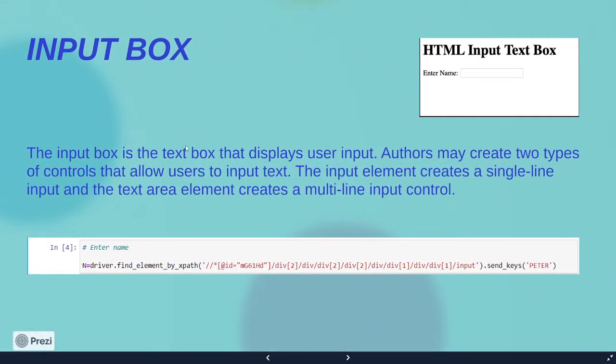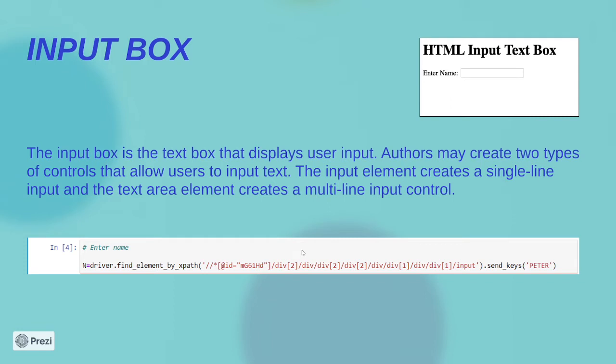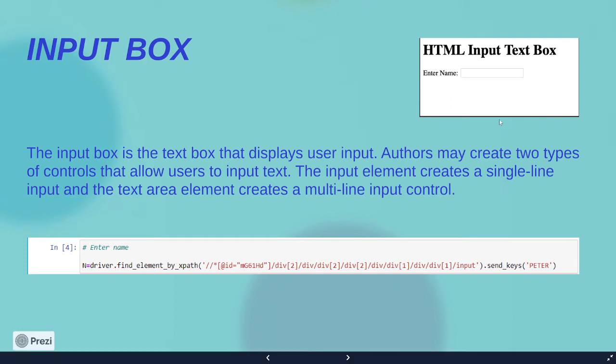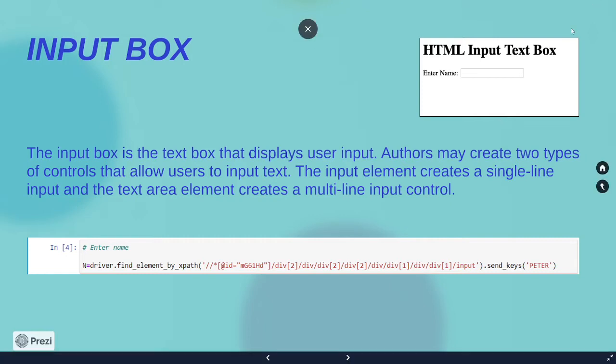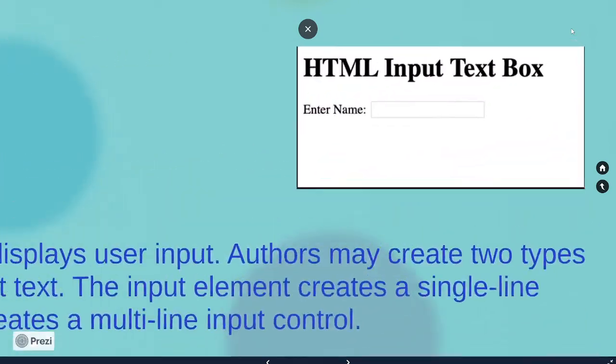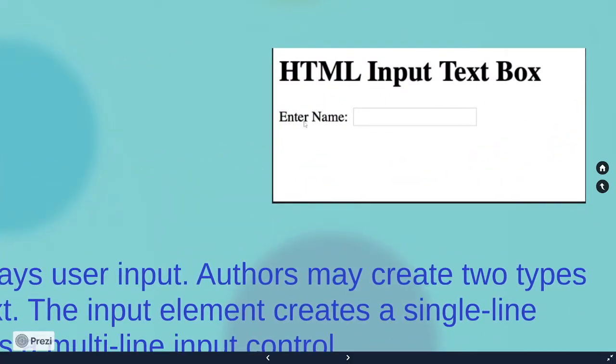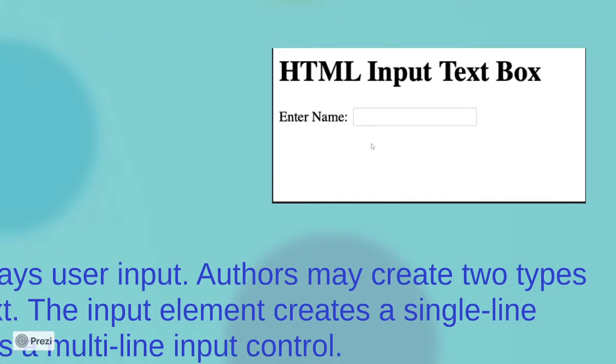So the first one is the input box. As we all know, the input box is the most basic type of control. It's just a box where the user has to enter some text, and the text we are entering can either be a single line or a multi-line text. Here is an example of an input box. This is an input box where the user has to enter a name. So the name is the text here.